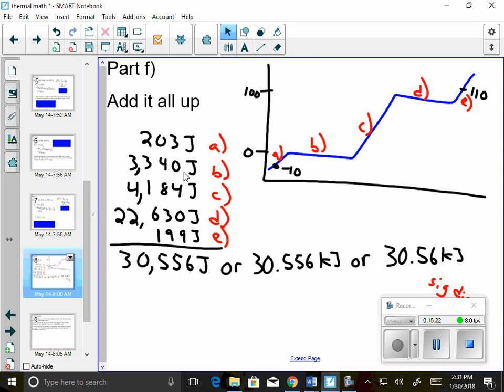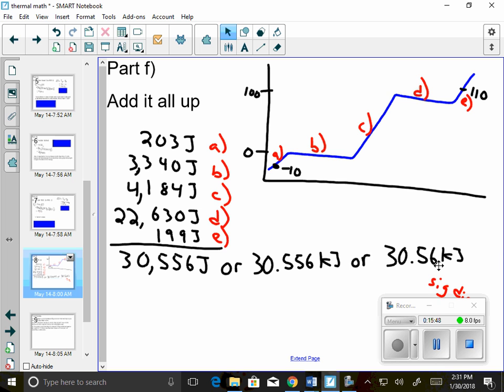Once I get those 5 values, I'm going to add all of them up. Because if I add each part, it will give me the total amount of energy to go from negative 10 degrees Celsius to 110 degrees Celsius. When I do, I end up with 30,556 joules. Nice thing about the metric system is I can convert that to kilojoules, 30.556.